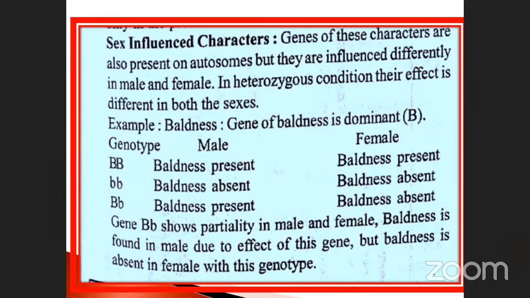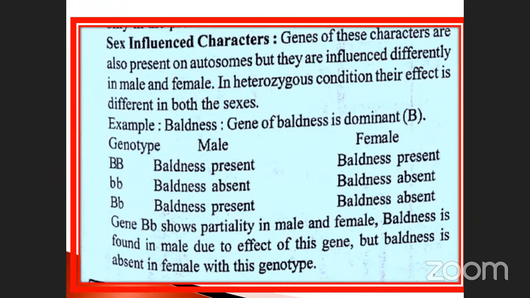The gene of baldness is dominant, capital B. Capital B is the allele responsible for baldness. It is mostly found in the male. If the capital B is present in a male, it is expressed as baldness. Suppose it is present in the female, what happens? Baldness is also present. The small b is not responsible for baldness, so baldness is absent in both male and female. Suppose it is a heterozygous condition, what happens here?